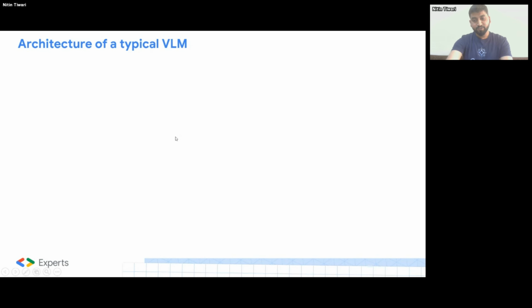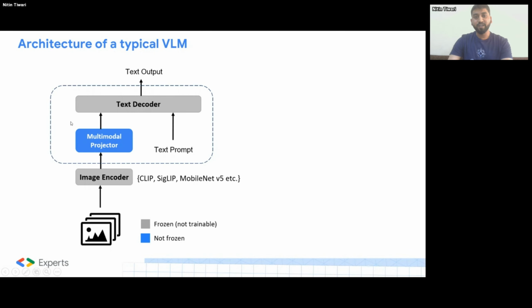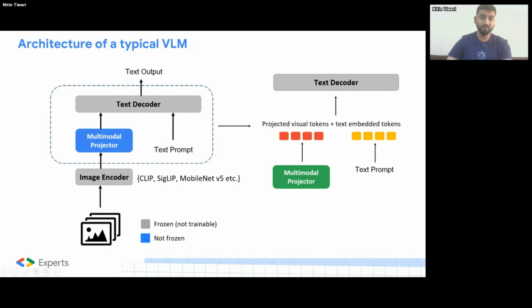Now let's talk about the architecture of a typical VLM, and the word typical is important here because different companies like Google and Meta and Microsoft and every other AI company are following a novel architecture of their own. But any typical VLM will look like this. So we start from the bottom. I'll simplify this for you so that it's easily understandable. Since we are talking about VLM, it's vision. So we start with an image.